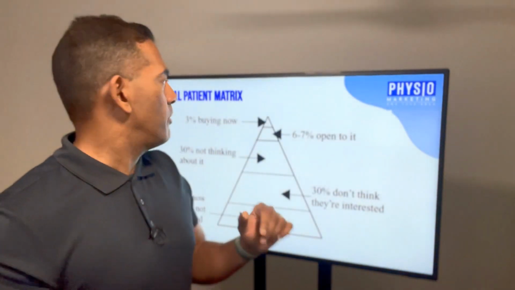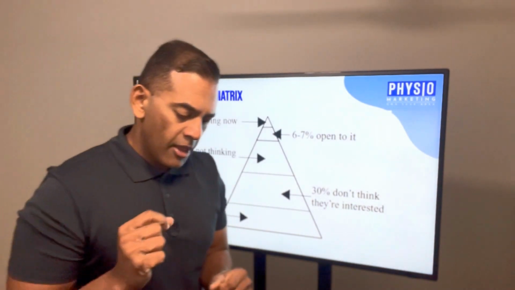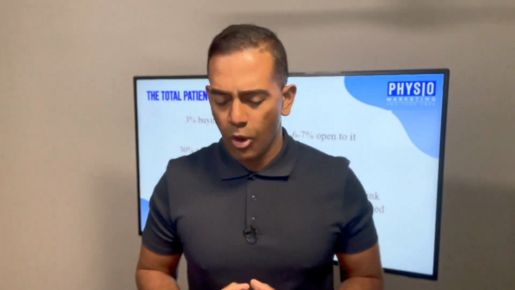So before we go, I want to explain to you what we call the total patient matrix. The total patient matrix is a representation of all the people that can potentially be a patient for your practice and where they are in terms of the buying cycle, so where they are in terms of becoming an actual patient to your practice. That's what it's all about.